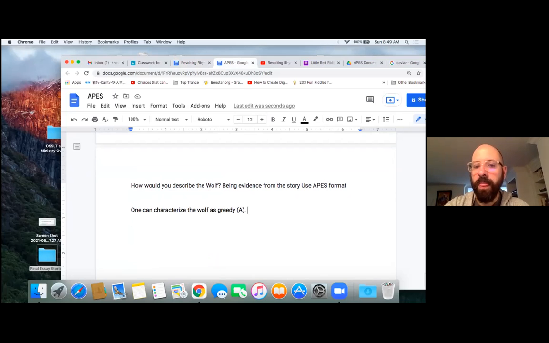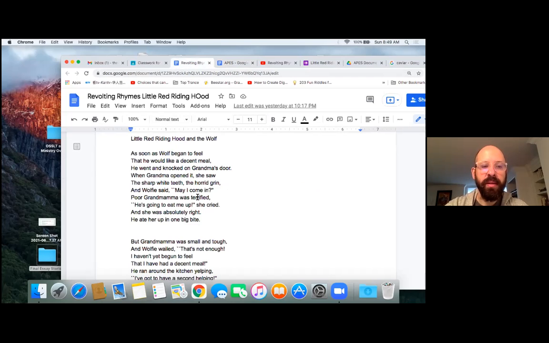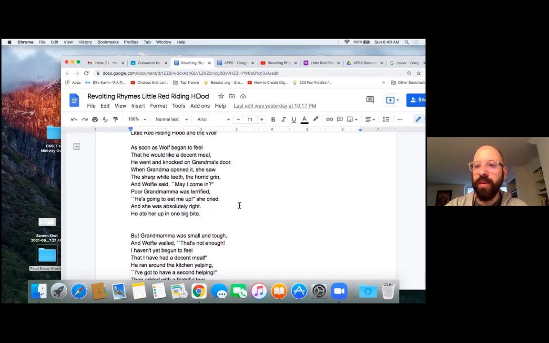So what you need to do is you bring in some sort of proof. Did you have any ideas? Why were you thinking that the wolf might be greedy? You had some idea, Cody? You were on the right track. Horrifying would be good too. I'm just choosing this example. Why would we say that he's greedy? Where's the evidence in the story?